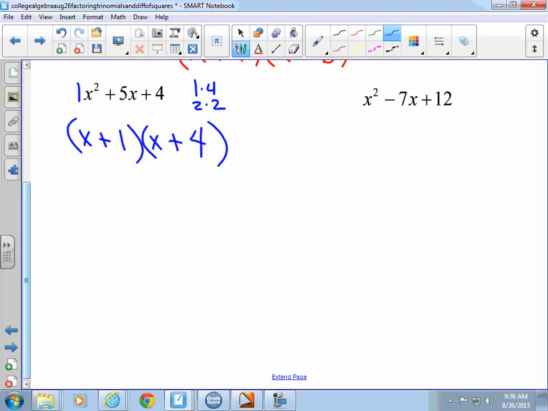Okay. Factors of 12 that add to give you 7. Is that the thought process we went through? And what are the factors of 12 that add to give you 7? 3 and 4. Am I going too fast? And they are the same sign, since we are a plus at the end. And what sign are they? Okay, very good.